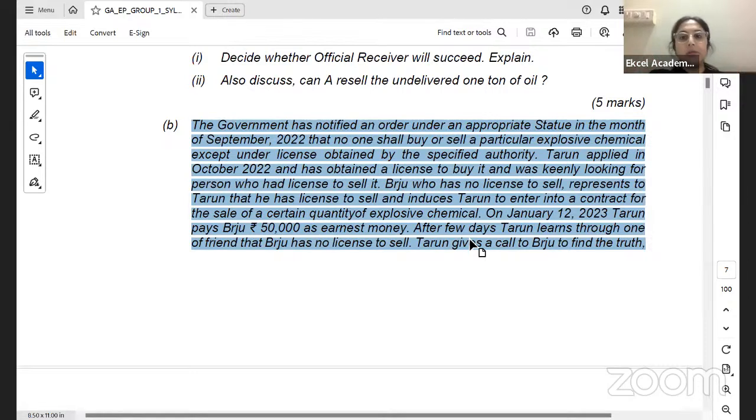Okay. Now this person, Briju, says, I will sell. I have a license, I will sell it to you. Now they will enter into a contract. So this is where he has given wrong information. He doesn't have any license. He says, I have the license, I can sell it to you, and I'll sell it to you.